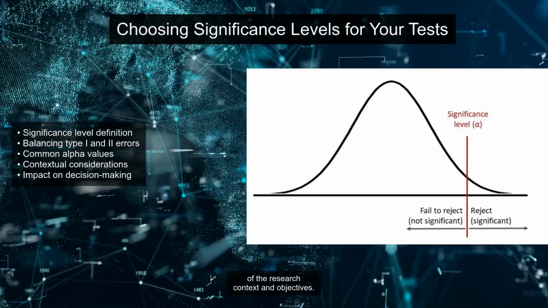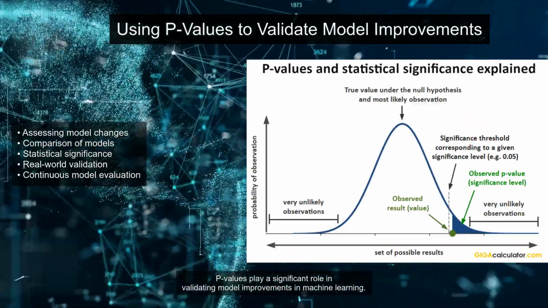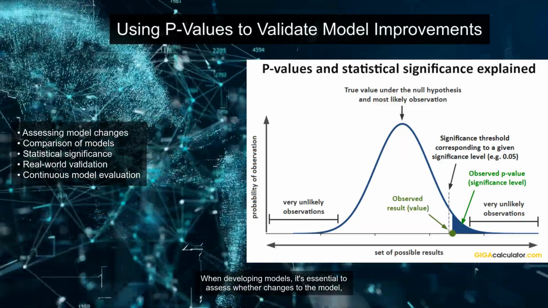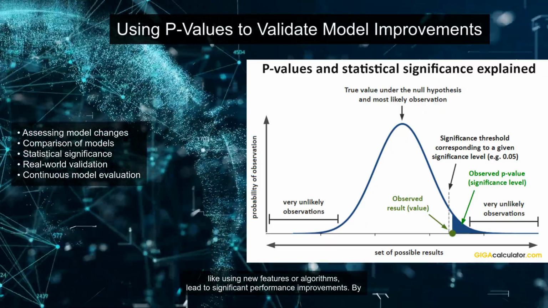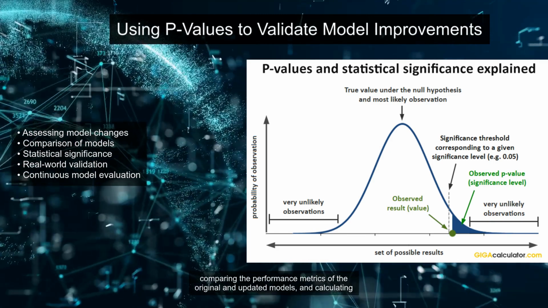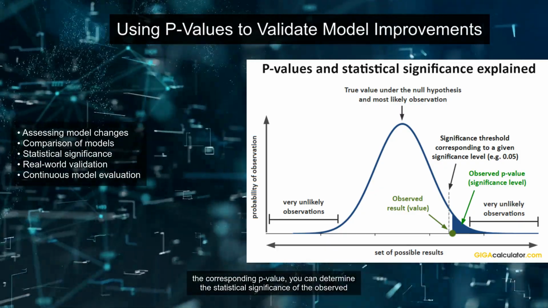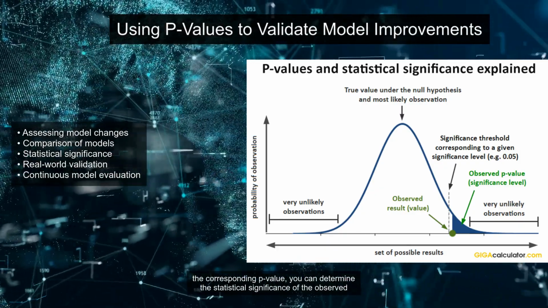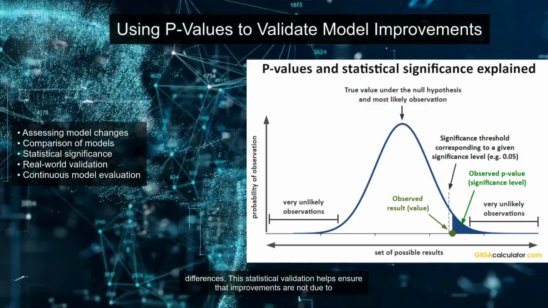P-values play a significant role in validating model improvements in machine learning. When developing models, it's essential to assess whether changes to the model, like using new features or algorithms, lead to significant performance improvements. By comparing the performance metrics of the original and updated models, and calculating the corresponding p-value, you can determine the statistical significance of the observed differences. This statistical validation helps ensure that improvements are not due to random chance.